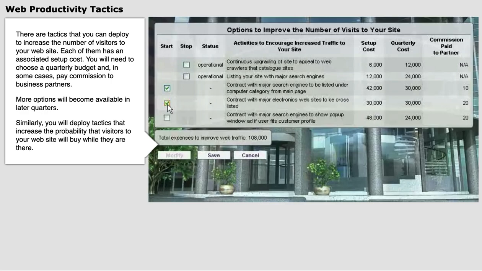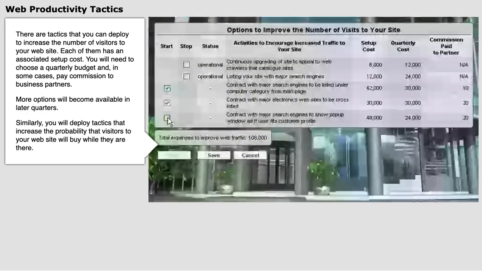Each of them has an associated setup cost. You will need to choose a quarterly budget and, in some cases, pay commission to business partners. More options will become available in later quarters. Similarly, you will deploy tactics that increase the probability that visitors to your website will buy while they are there.